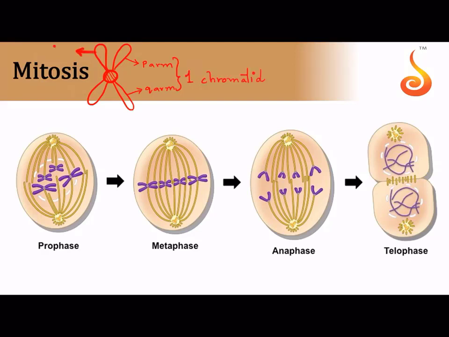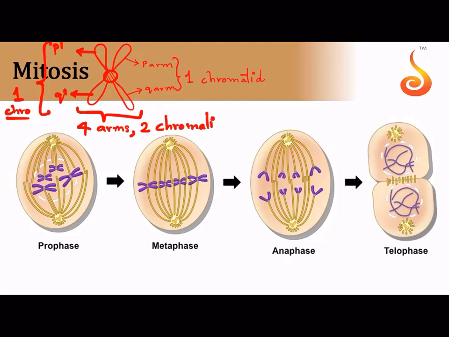The duplicate of P and Q arms are called P dash arm and Q dash arm. Q dash and P dash together are a second chromatid. So totally this chromosome has 4 arms. But how many chromatids? 2 chromatids. What are those 2 chromatids? Those 2 chromatids are P plus Q arm is one chromatid plus P dash plus Q dash arm.